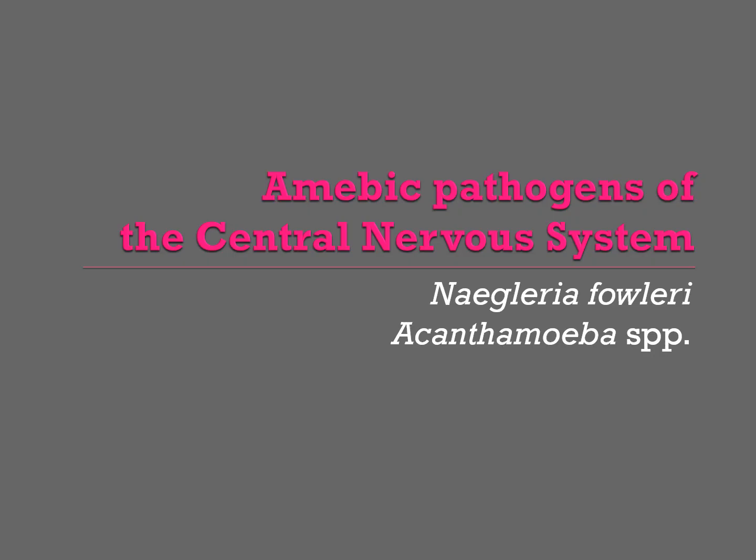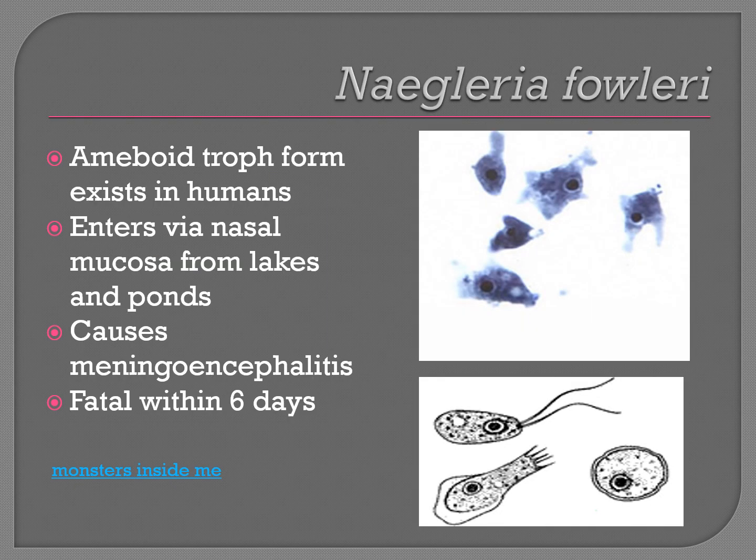All right, we're going to wrap up today with the amoebic pathogens of the central nervous system, and that would include Naegleria fowleri and Entamoeba species. These amoeba flagellates alternate between the amoebic phase and the flagellate phase, so let's talk about those. Naegleria fowleri is an amoeboid troph that exists in humans. In the last 40 years, there have been about 200 people that have gotten this, and only 2 have survived. It is usually diagnosed post-mortem on autopsy from an examination of the cerebrospinal fluid. What happens is Naegleria fowleri lives in lakes and ponds and then enters the nasal mucosa, so it's sort of associated with swimming in contaminated water. It causes meningoencephalitis and can be fatal within 6 days.